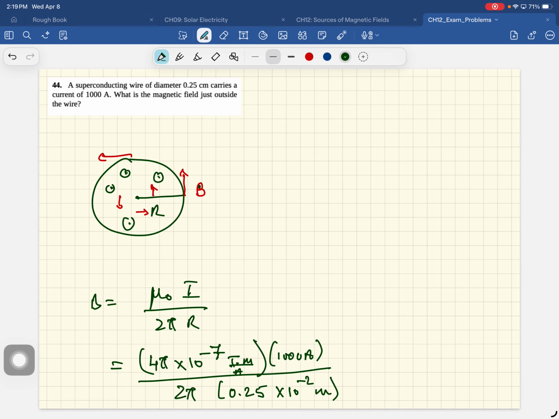So this problem says a toroid, which is a donut with wire wrapped around it, carries a current of 20 amps. Its inner and outer radii are 8 and 9 centimeters. What are the values of its magnetic field at these various radii? Okay, I'll calculate for one of the radii.